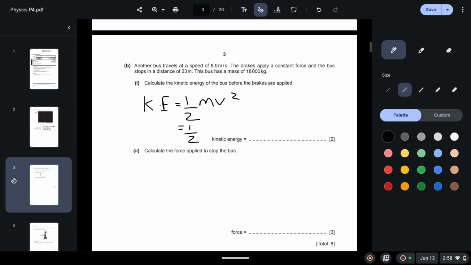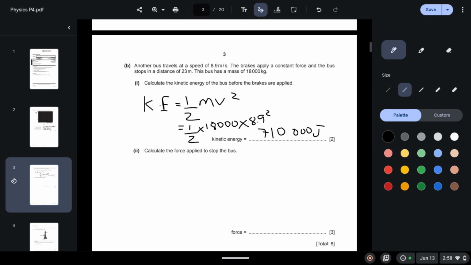We are given the mass and the speed. Mass is 1800. Speed we have 8.9. So simply plug this in your calculator and the answer you will get will be 710,000 joules.